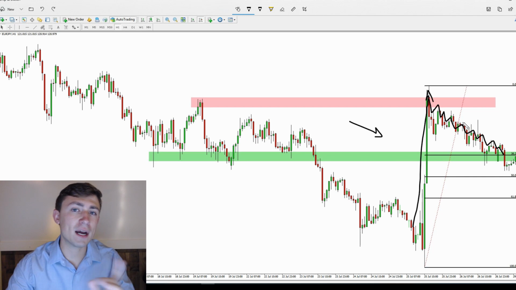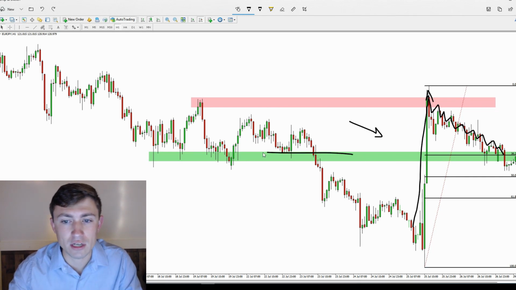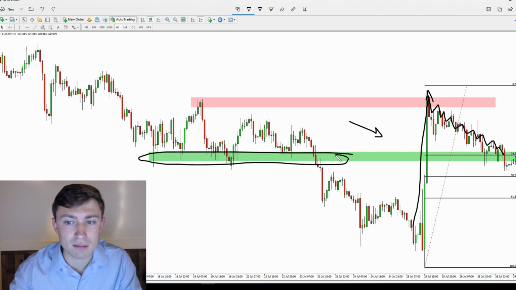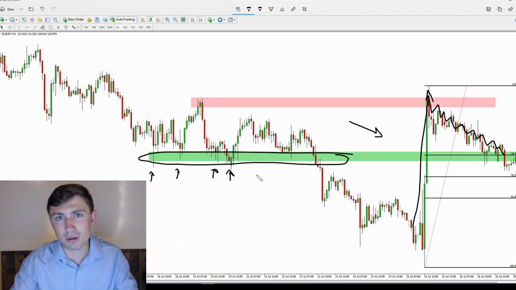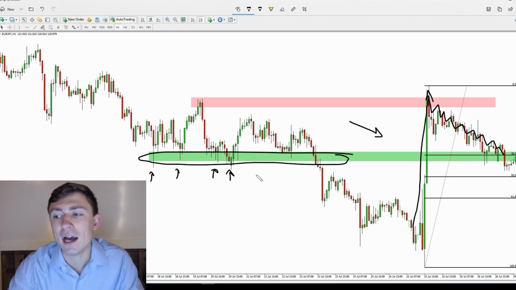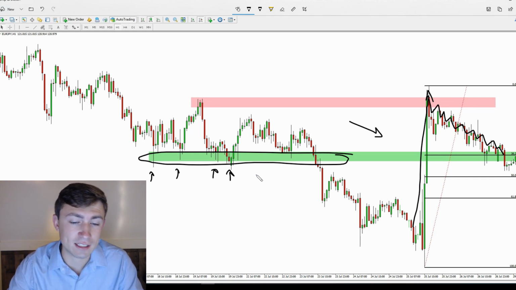Now, we also combined one more thing, which of course was this major level that we talked about significantly. You can see multiple times finding buyer support along the way, showing us that this level historically was a significant level, and that may actually act as a significant level again.